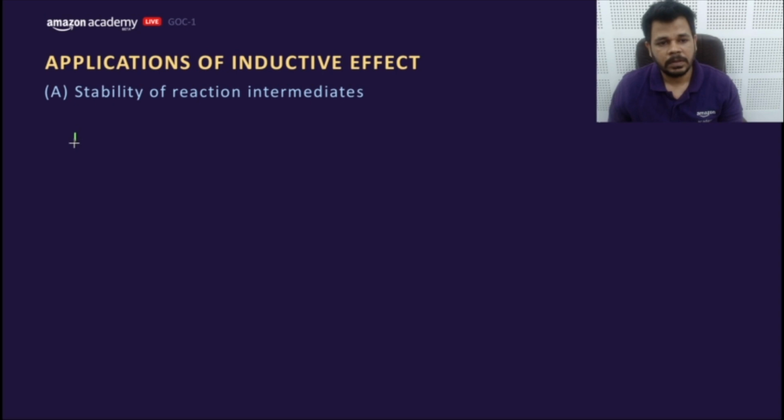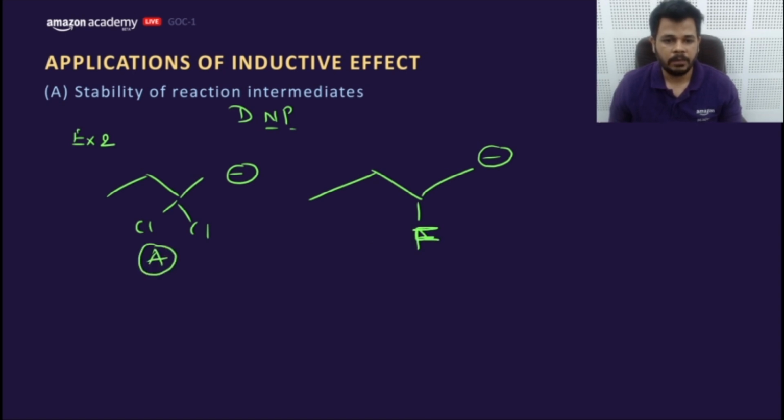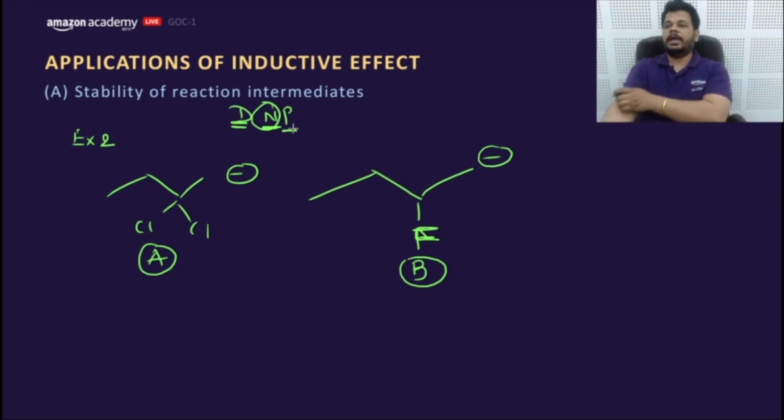Let's have an example. Example number 2. Look for D and P. Firstly distance, then number, and then power. A or B, which is more stable? First you look for the distance of the group from the positive or negative charge, then the number. More the number of groups, more would be the effect. Anjali says A.